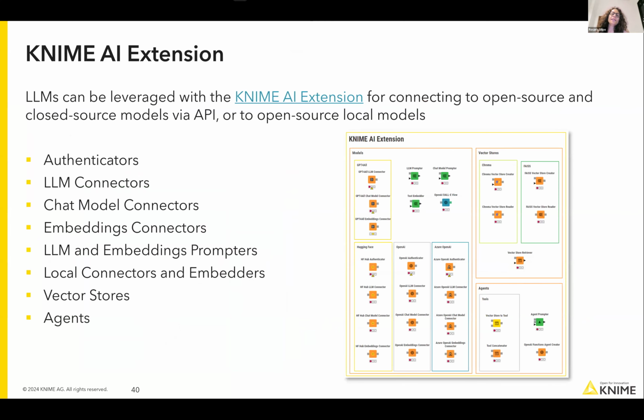Okay, so what does the KNIME AI extension contain? It contains the authenticators, which we have seen already, a bunch of connectors to different language models, prompters and embedders for large language models, and then, of course, nodes related to vector stores, and agents to create the GenAI chat.